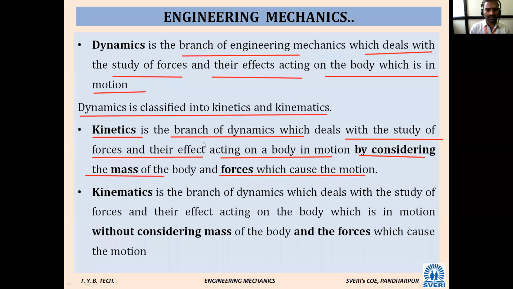What is kinetics? It is a branch of dynamics which deals with the study of the forces and their effect acting on the body when the body is under motion by considering the mass of the body and the forces which are causing the motion. If the body mass and forces are both considered in the analysis, then it is called kinetics.